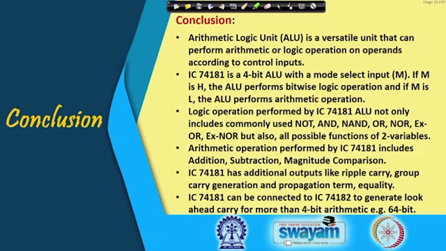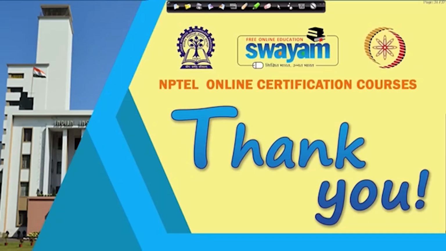And arithmetic operations include addition, subtraction and magnitude comparison in an indirect manner, and then it has additional outputs like ripple carry, group carry generation, propagation term, equality, and IC 74181 can be connected to IC 74182. A combination can be prepared by which look ahead carry for more than 4-bit arithmetic is possible, okay. Thank you.